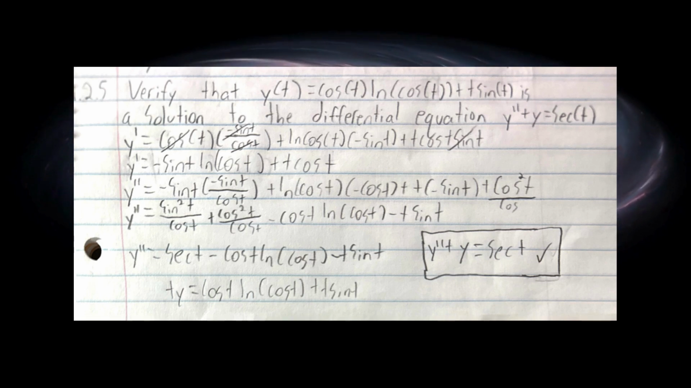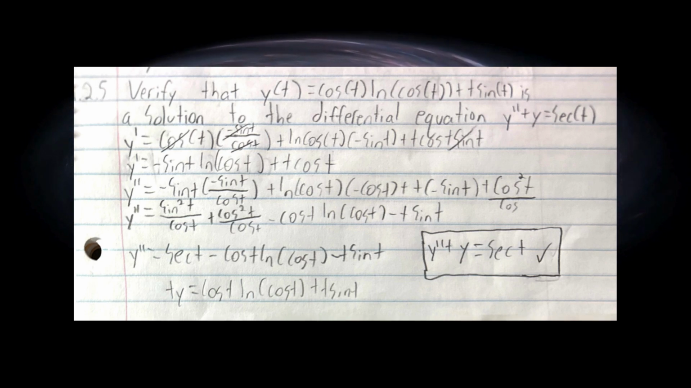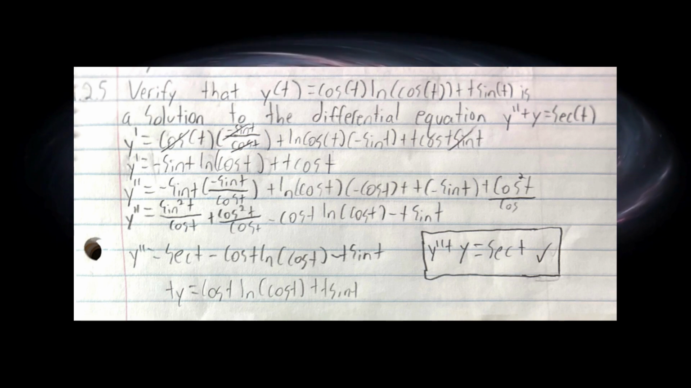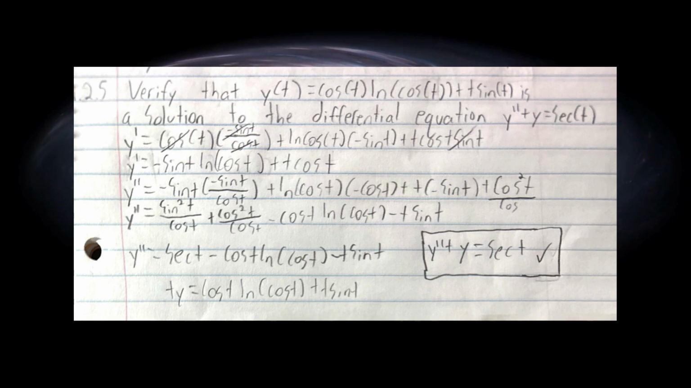So let's get started. y prime equals cosine of t times negative sine of t over cosine of t plus ln cosine of t times negative sine of t plus t cosine t sine of t. We can see at the beginning of this equation that the cosines will cancel out with each other, leaving us with negative sine of t. So if we simplify down y prime, we would be left with negative sine of t, negative sine of t plus ln cosine of t plus t cosine of t.